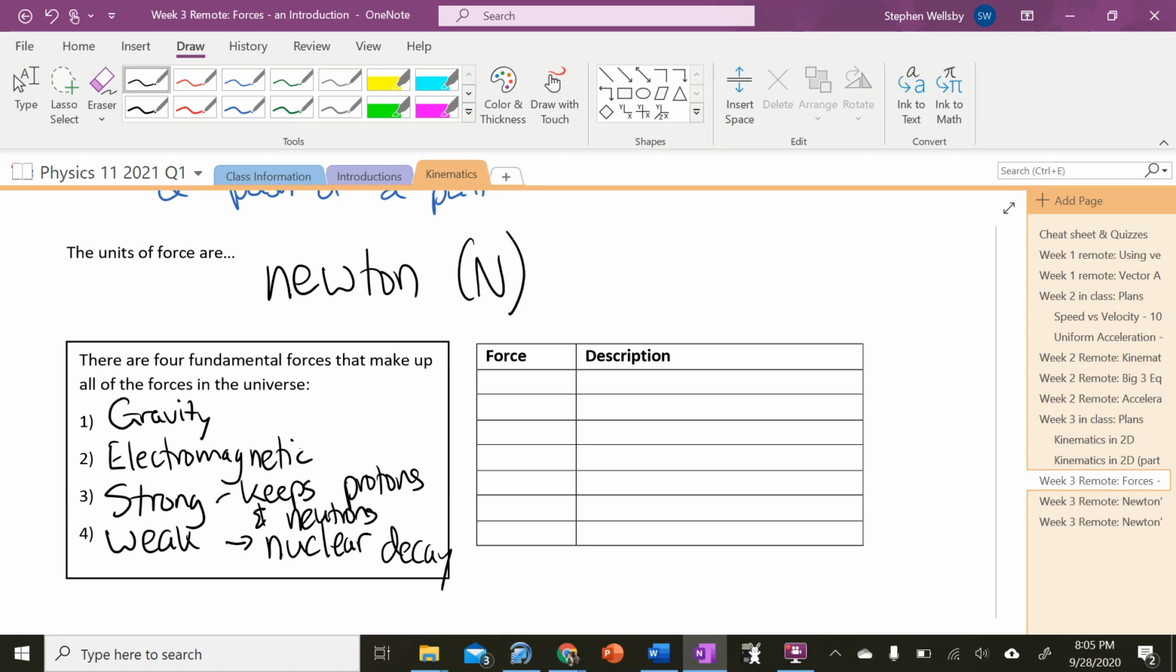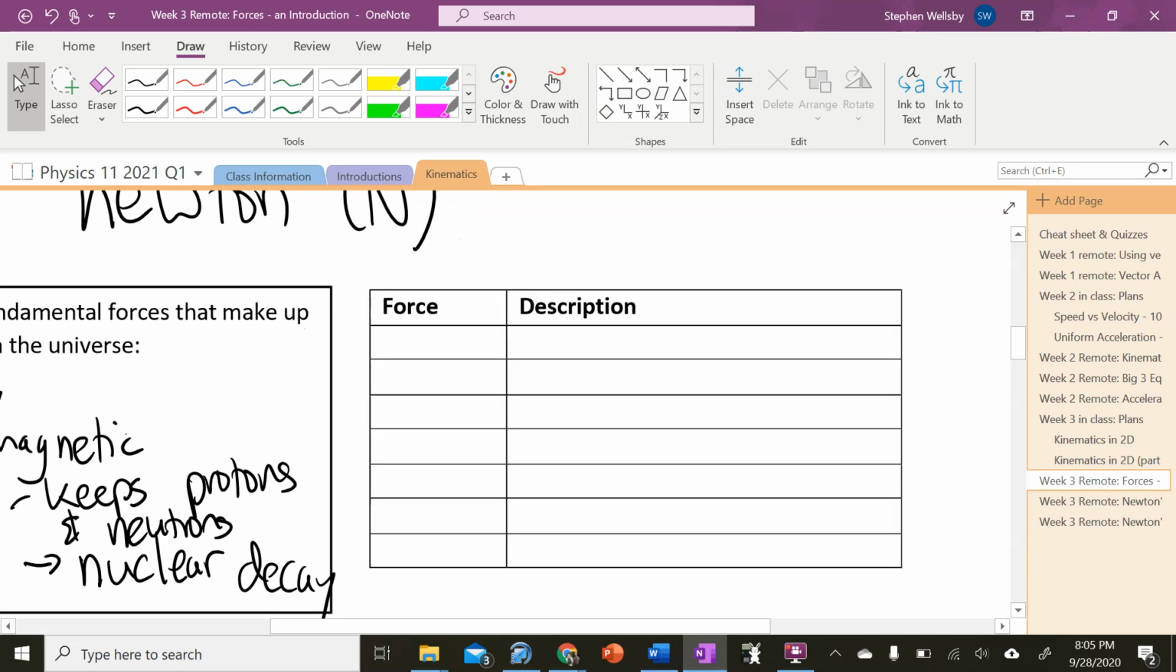Now, if you want, pause the video here and try to think of all of the forces that you may be familiar with, and see what names of forces you can come up with. And if you don't want to pause the video, that's fine too. I'll just give you a list of some of the more common ones and ones that we're going to be dealing with.